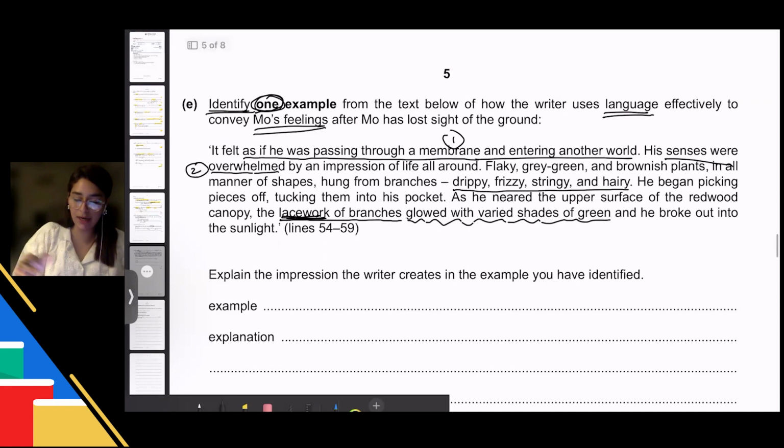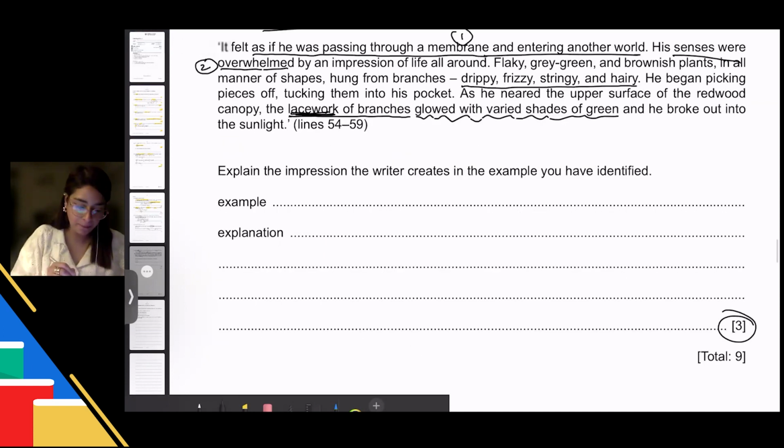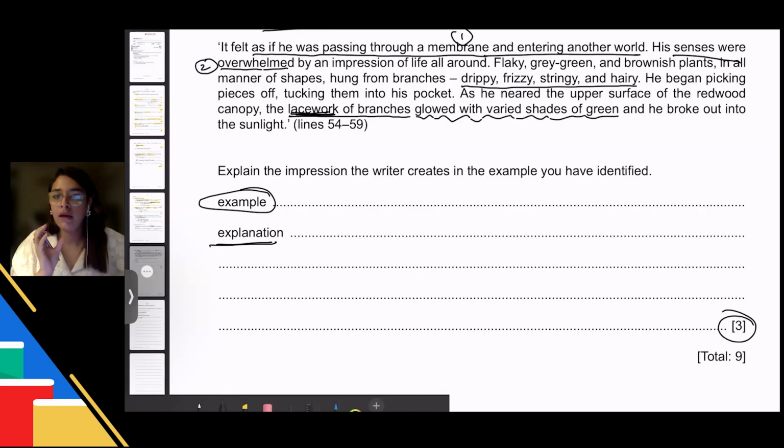Just one thing that I would like to point out, since it's a 3-mark question, you get 2 marks for your explanation, 1 mark for identifying your example. So you just pick out whatever part of this given section is your example, and then you, as is, write it down. So over here, you don't need to use your own words. You just pick it out and you quote your example.